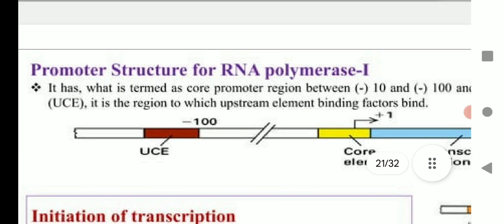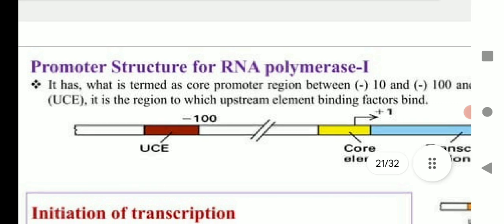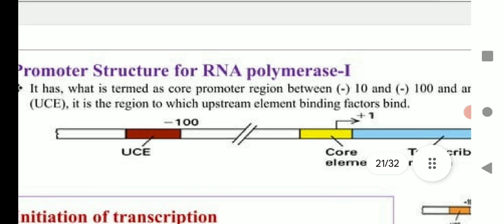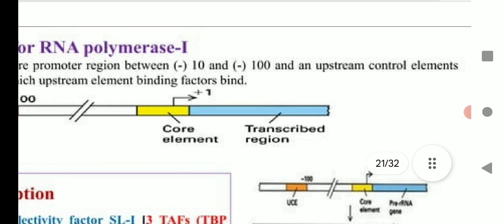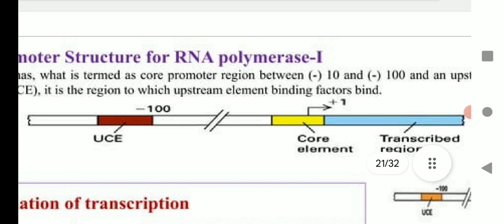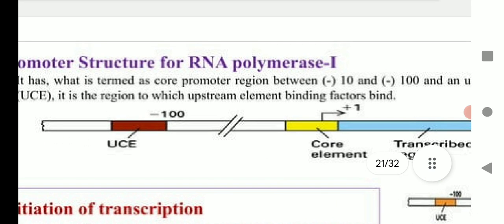Here is the promoter structure of the RNA polymerase I for the synthesis of rRNA. A core promoter region exists between the -10 and -100 region, and an upstream control element, which we call UCE, is found around the -100 region. The core element overlaps from -10 to the start point of transcription. The various factors, upstream element binding factors, come and join at the UCE position.